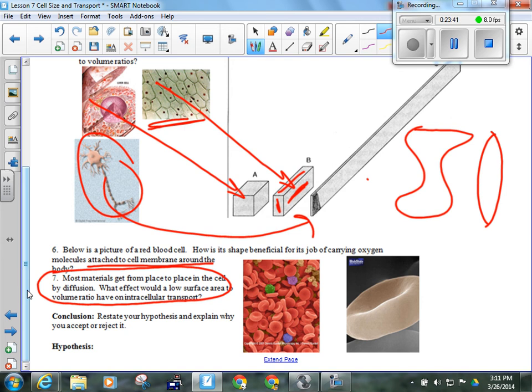Number 7. Most materials get from place to place in the cell by diffusion. What effect would a low surface area to volume ratio have on intracellular transport? So if you've got a bad surface area to volume ratio, what's it going to do? That's what question 7 is asking. Then you've got your conclusion, and you're good.